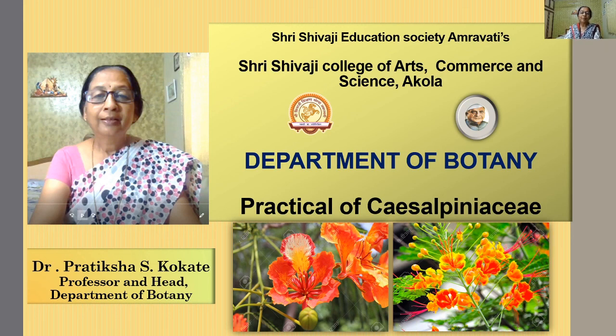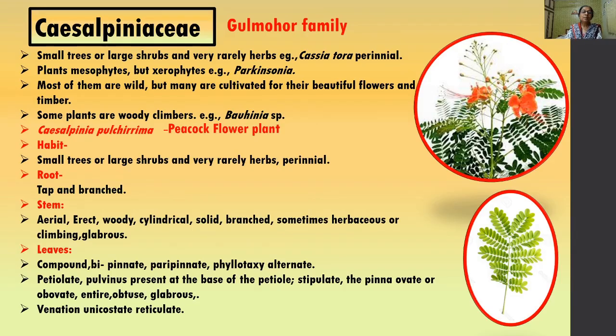So, family Caesalpiniaceae is also commonly called the gulmohar family. As the gulmohar plant comes under the family Caesalpiniaceae, this is commonly called the gulmohar family. Now, the plants which come under the gulmohar family are mostly small trees or large shrubs. Very rarely, this family consists of herbs.